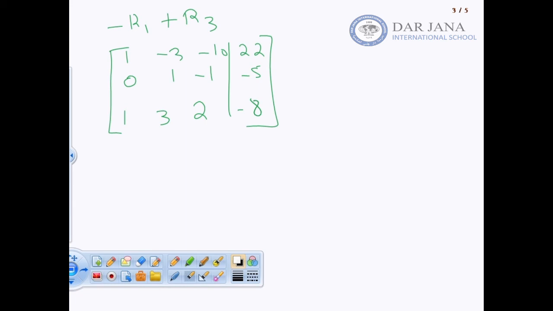So multiplying R1 by negative 1, this will become negative 1, this will become 3, this will become 10, and this will become negative 22. If we add them together, negative 1 plus 1 is 0, 3 plus 3 is 6, 10 plus 2 is 12, and negative 22 plus negative 8 is negative 30. So we can erase them.